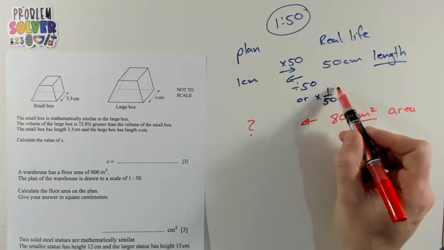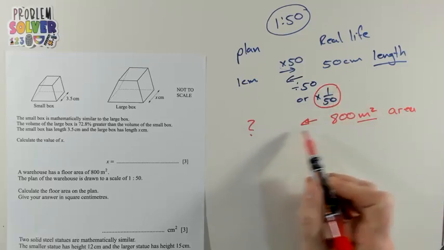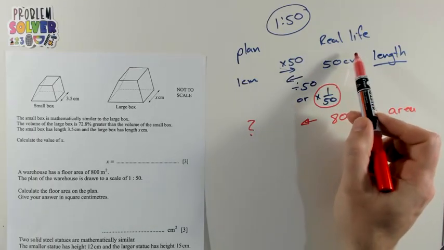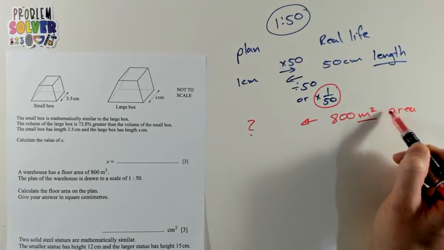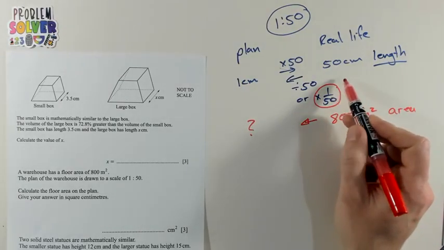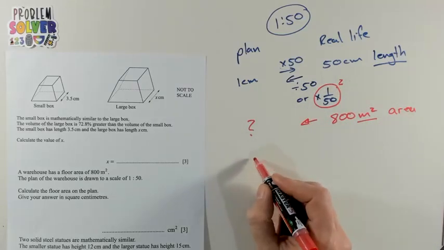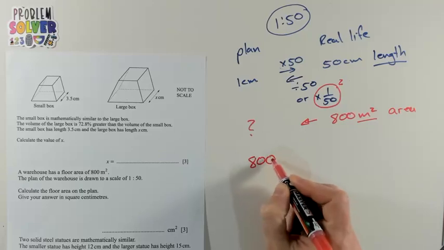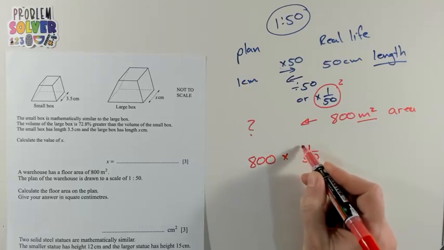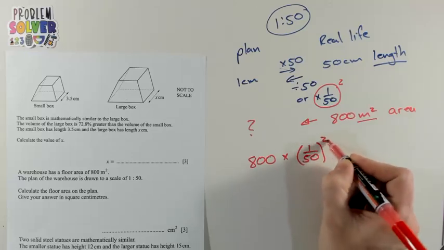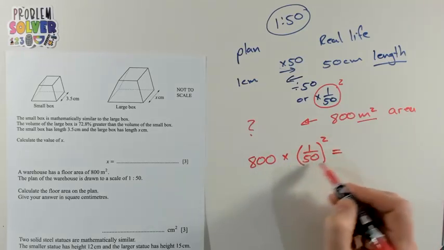And I know that I have to multiply by this 1 over 50 to get from real life, or the actual values, to the plan values. But this is length. So in order to get it for area, I'm going to have to actually square this. So I'm going to rewrite it from left to right to make it a little bit easier. I'm going to take the 800 and multiply it by my scale factor for length, but I need to square it because I'm going into area. I have to compare area.